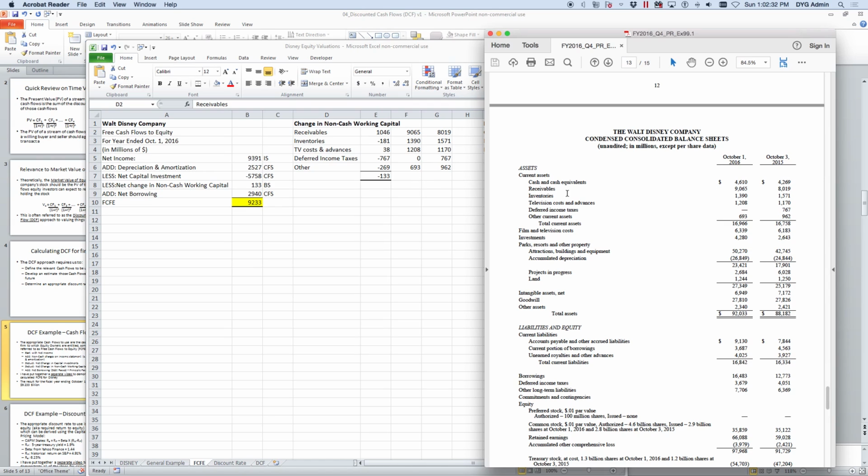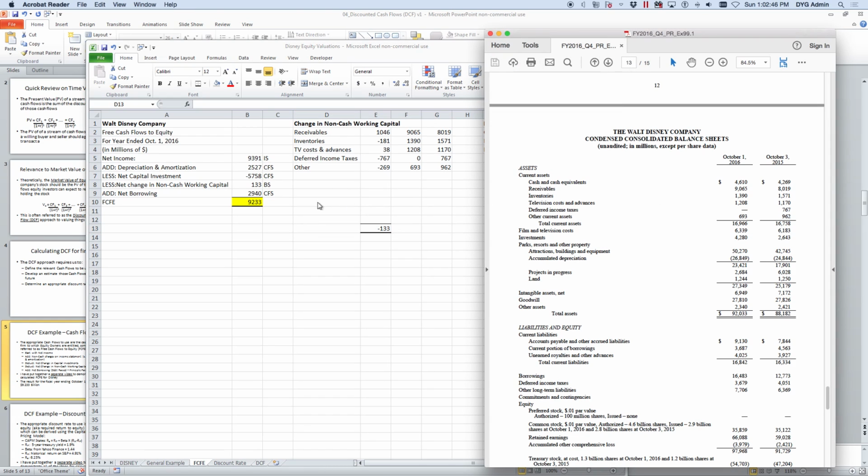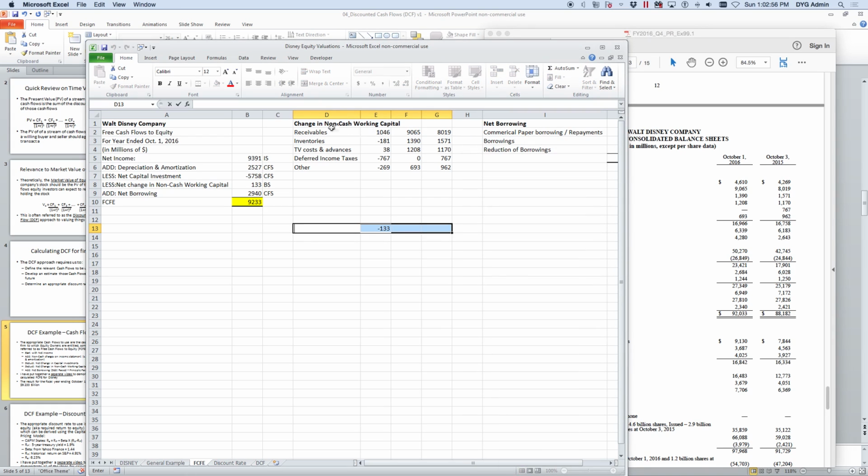And so we want the receivables, the inventories, television costs, deferred income, other current assets. And we want the change in those. So we're going to put those in there. And again, it's this year minus last year. So you can see that I've just put this year minus last year, and this formula is just taking the difference between those.